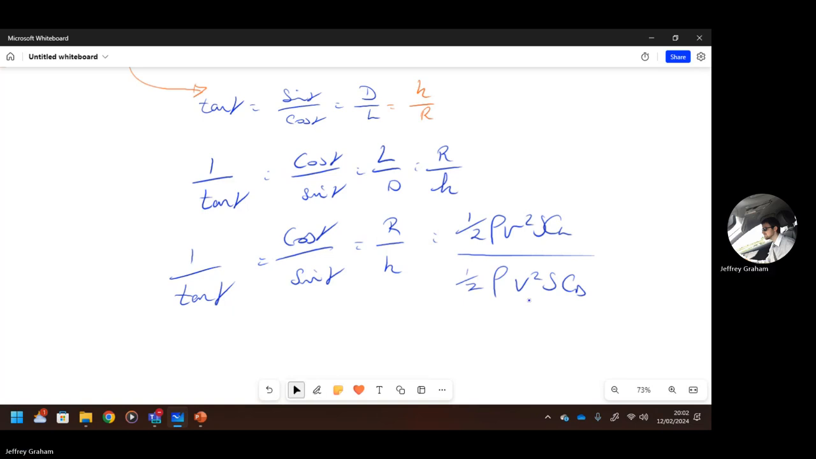Right, we've got a half divided by a half. The density must match because it's the same aircraft you're applying this to. It would be traveling the same speed for the same wing area. So basically, we're converting the lift and drag forces into its coefficient form.